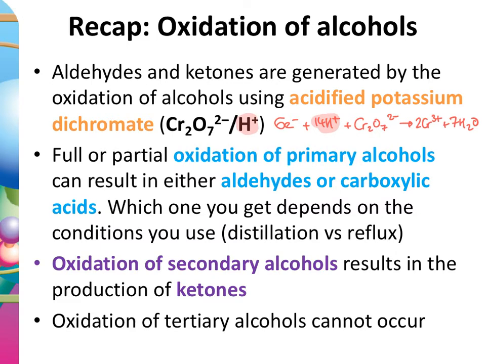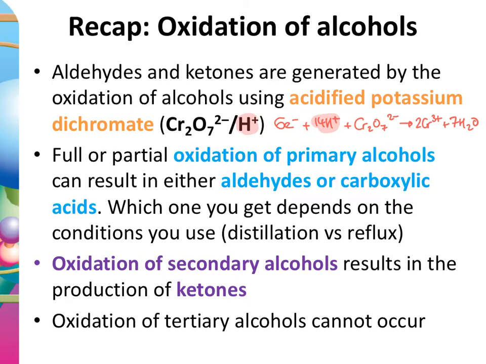When we're looking at primary alcohols, we can have full or partial oxidation. If we have partial oxidation, that's going to result in an aldehyde. And if we have full oxidation, then we're going to get a carboxylic acid. Which one we're aiming for, and how we go about getting the one that we want, would be through the experimental method we use.